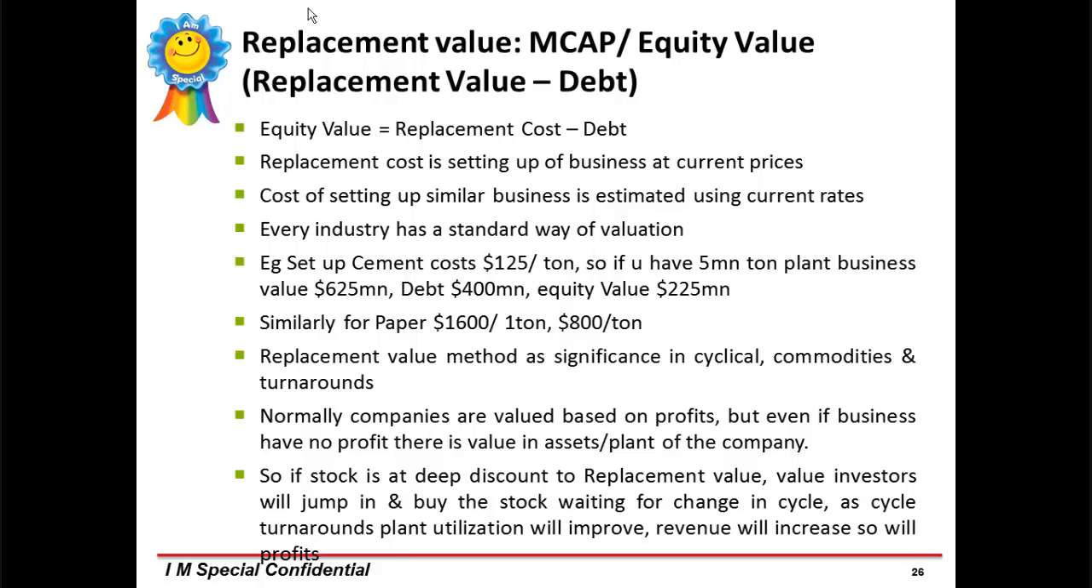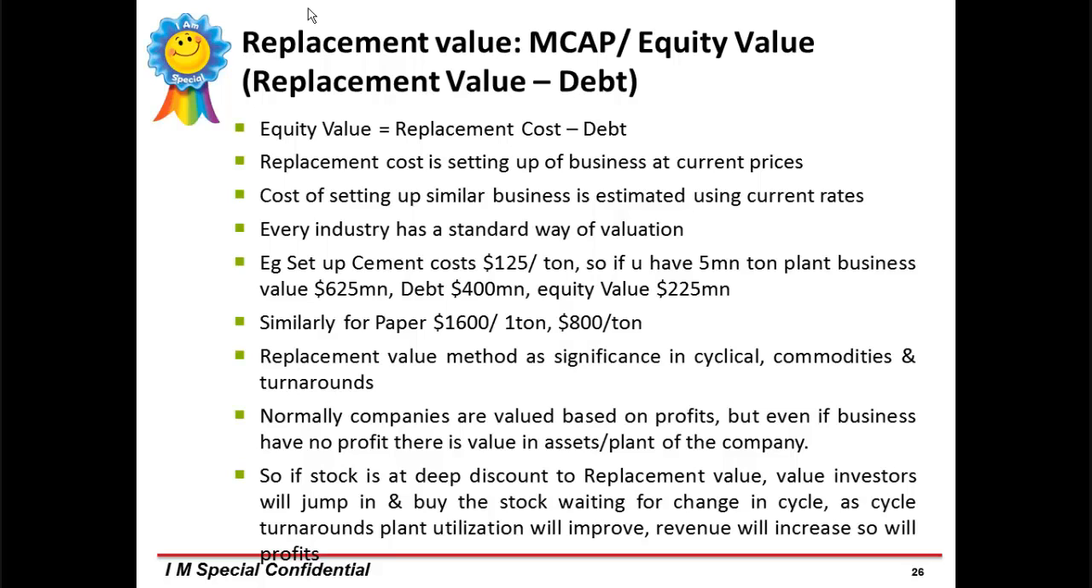Okay, so 125 per ton. So the value of a 5 million ton plant would be 5 into 125, 625 million. And assuming it has a debt of 400 million, the equity value would be 625, total asset value, minus your debt 400 million, which is equal to 225 million. So 225 million would be the equity value. So this is how we use replacement value.